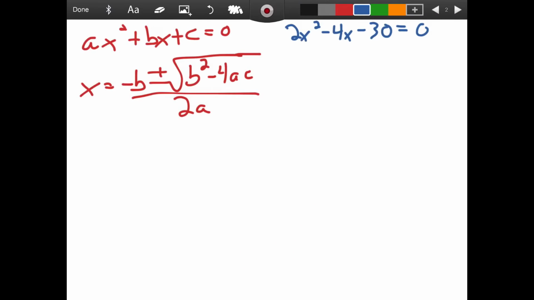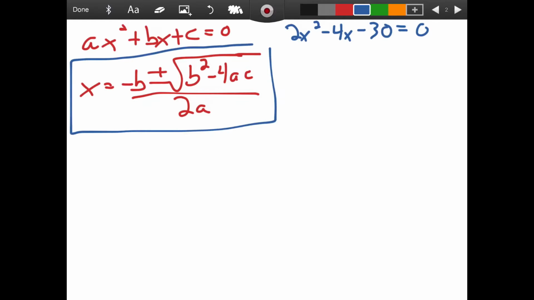On the no calculator section, it gets a little more hands-on, and we always want to have our quadratic formula ready to go. So if we're given an equation like 2x squared minus 4x minus 30, we want to quickly identify what the different variables are. So a would be 2, b would be -4, and c in this case is -30. So now we want to just plug into this formula, and we want to do some algebra and solve.